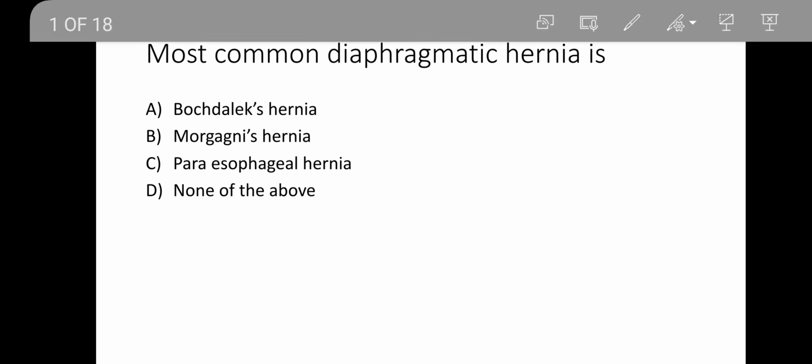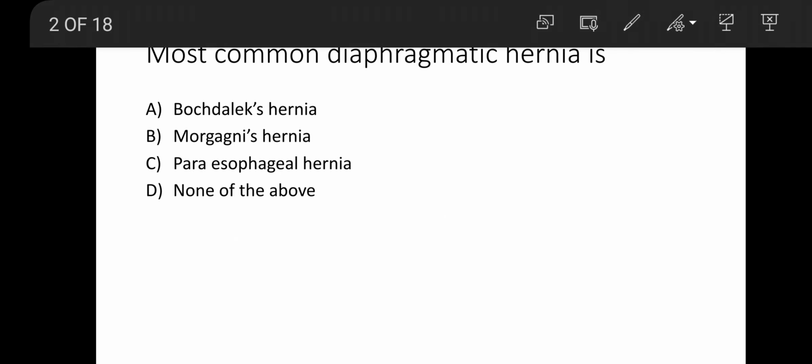We'll move on to today's question. Today's question is: the most common diaphragmatic hernia, is it a Bochdalek's hernia, Morgagni's hernia, paraesophageal hernia, or none of the above?